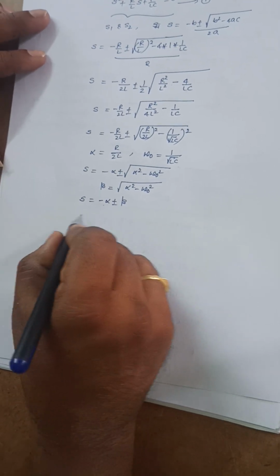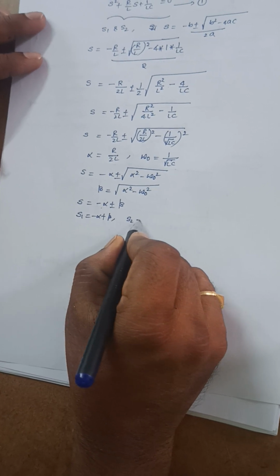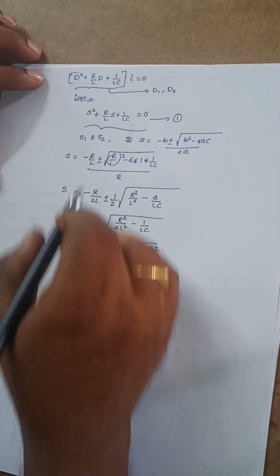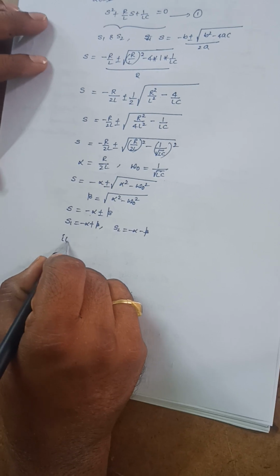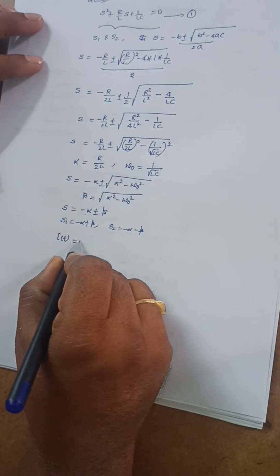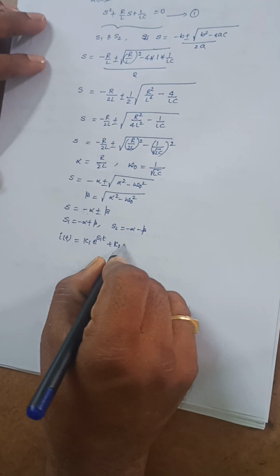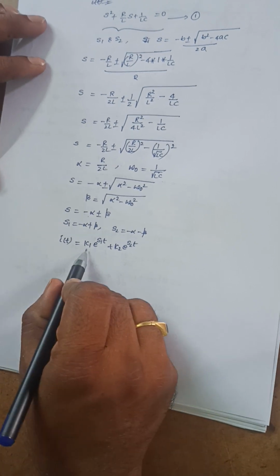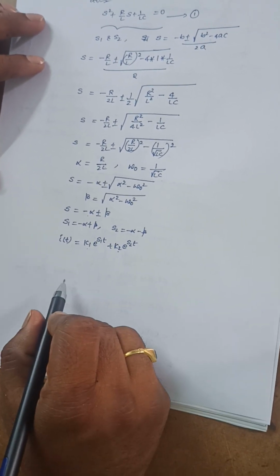So here two roots are there, that is s1 is equal to minus alpha plus beta, s2 is equal to minus alpha minus beta. So the solution for this one we can write as i of t is equal to k1 into e power s1t plus k2 into e power s2t. The values of k1 and k2 we can find out from the initial conditions.